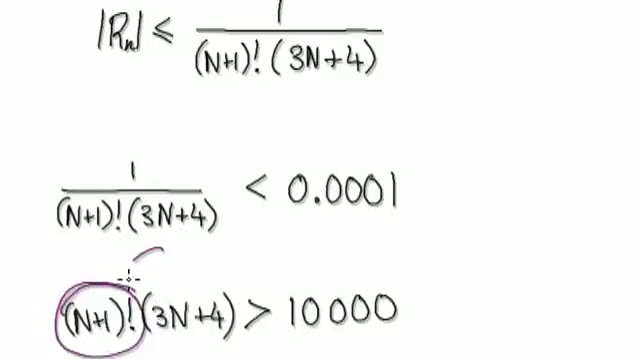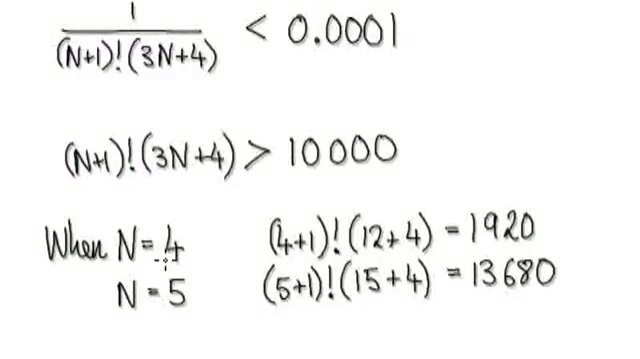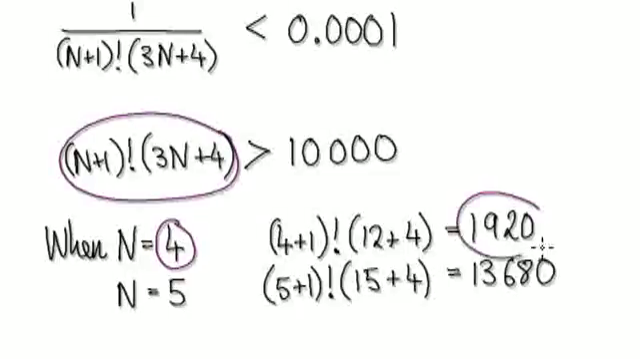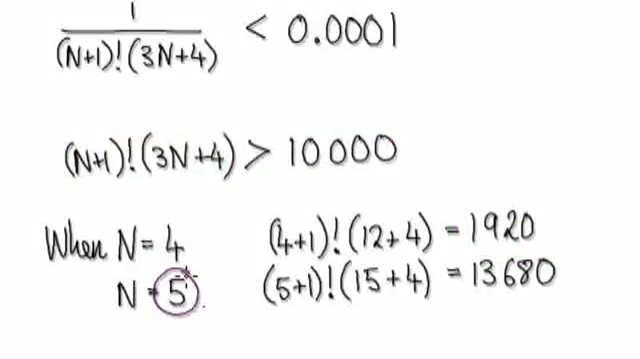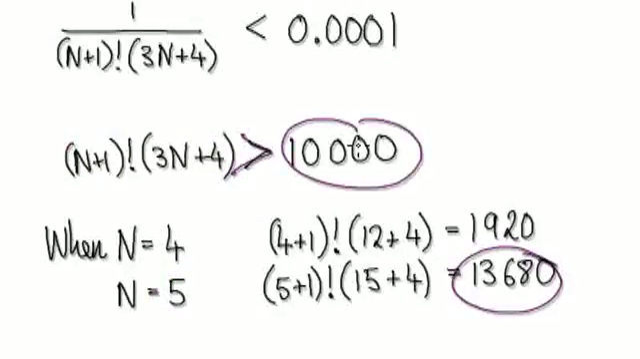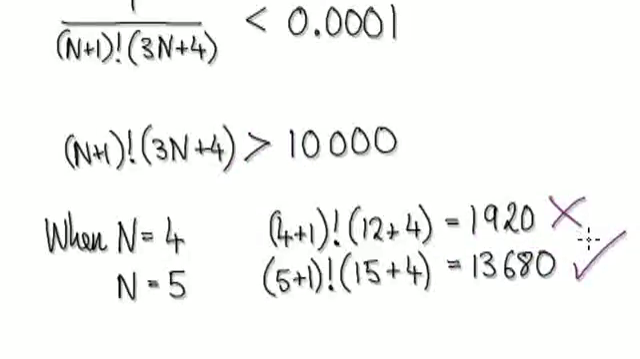Because of this factorial thing here, we don't have an elegant way of solving this, so let's just guess. When n equals 4, this whole thing here will be this. This thing here is less than 10,000, and we want this thing to be bigger than 10,000. So let's try when n equals 5. When n equals 5, this whole thing here will be this, and this is bigger than 10,000. So when n equals 5, it's good. When n equals 4, it's no good.